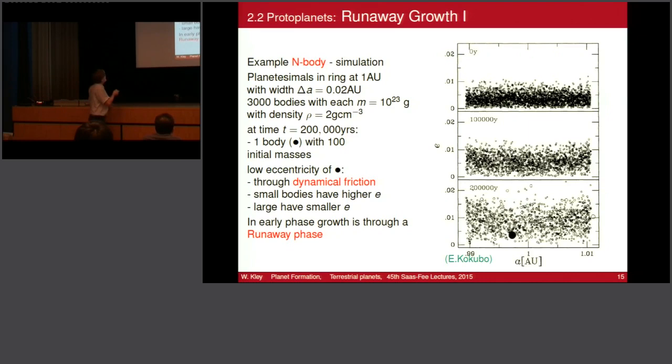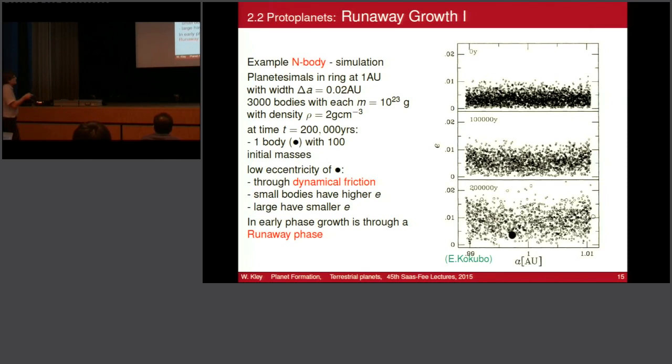Here's an example of an n-body simulation. Typically, you take a certain width in radius around 1 AU, here from 0.99 to 1.1 AU. You put in many particles, 3,000 bodies here, with a mass of 10 to the 23 grams, which is of the order of Sirius mass. Roughly. Sirius has something like 10 to the 24, I think.